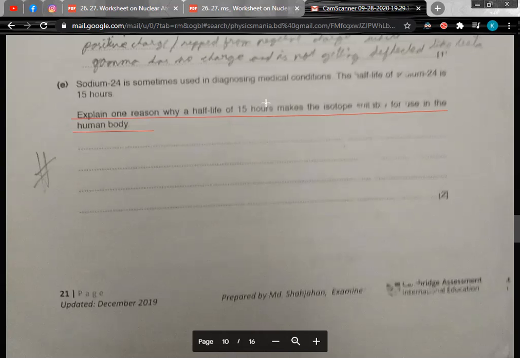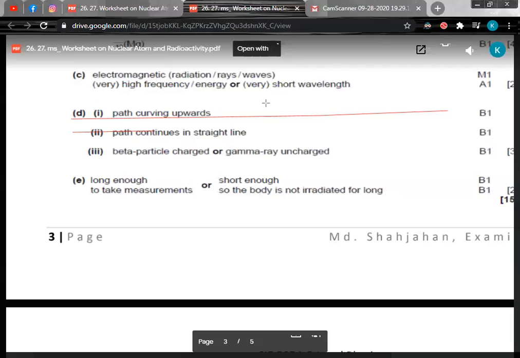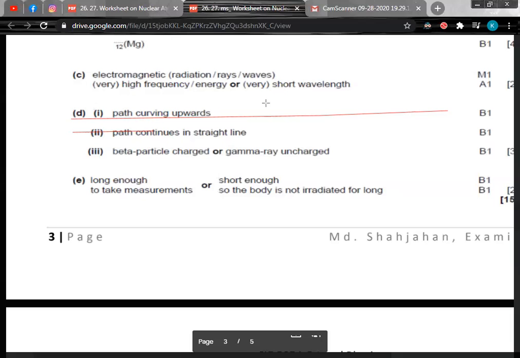Yes, sir. If it is less time, then there is less ionizing power. Then it is less harmful for a human being. That's why. Go to the mark scheme. Sir, it is here. I don't see the mark scheme. Still your writing one. Now it came. Sir, the internet was slow. So you got it. Ionizing. So what should I write?